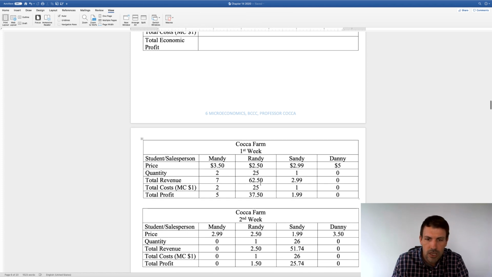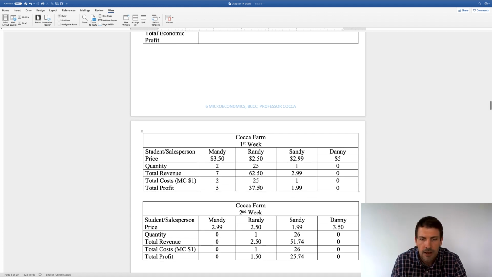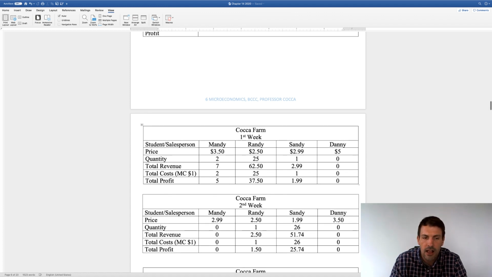So Randy sold his for $2.50. He had the lowest price, so he got the most customers. The revenue would be 25 times $2.50. You get $62.50. The cost is, again, $1 per gallon of milk. So that goes to me at $25, and the profit for Randy is $37.50.